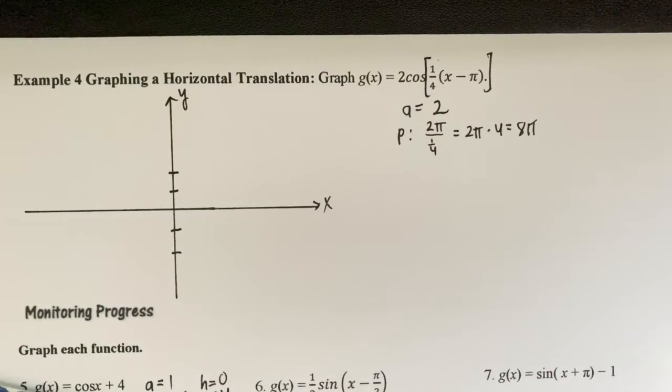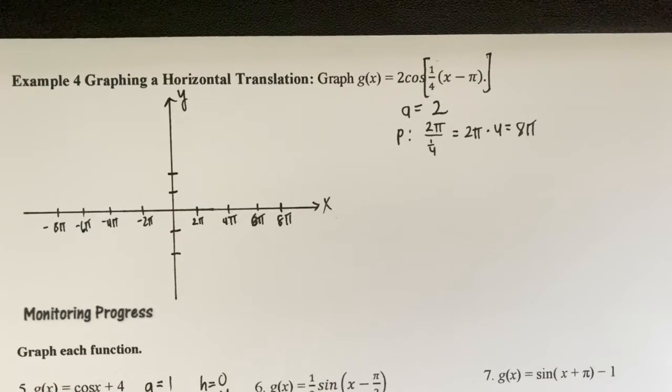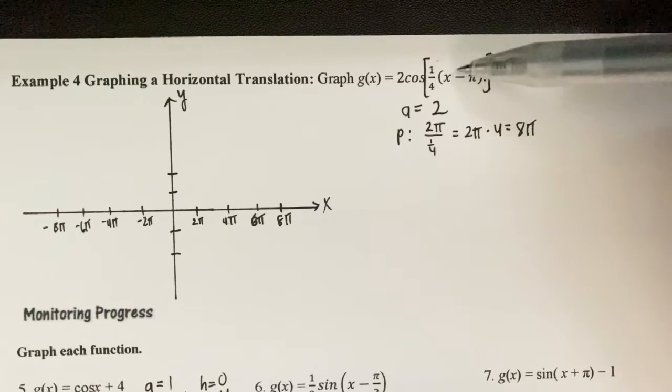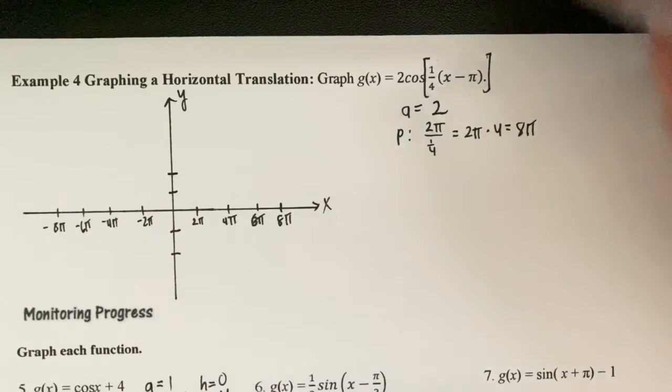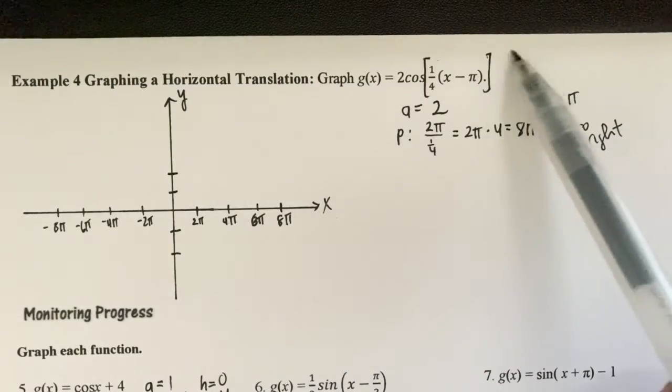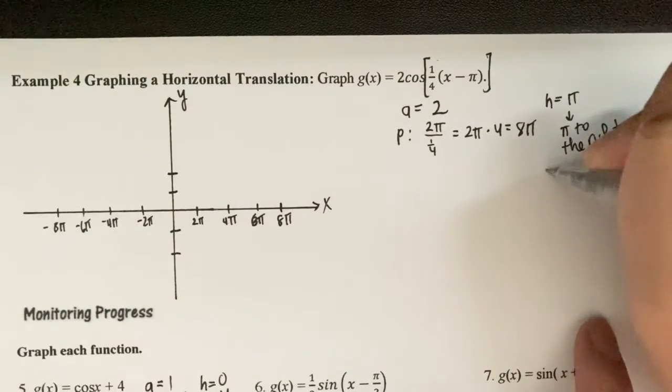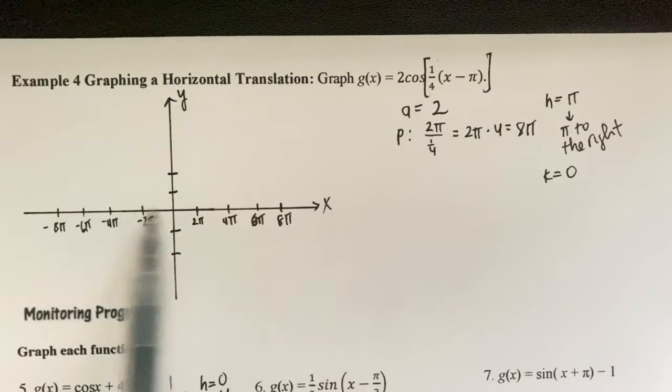Now let's mark our 8 pi on our graph. 8 pi should be somewhere over there. And as always, we are going to divide that into quarters. Now let's identify the horizontal and the vertical shift. Now because we have a minus pi over here, we have a horizontal translation pi units to the right. And we do not have a vertical shift, so k is equal to 0. So our midline is going to be at the x-axis, just like the transformations that we were working on yesterday. Let's use the amplitude to identify the minimum and maximum.